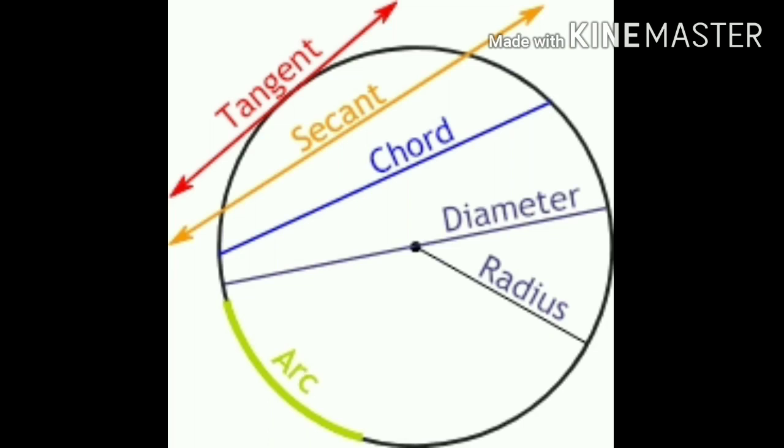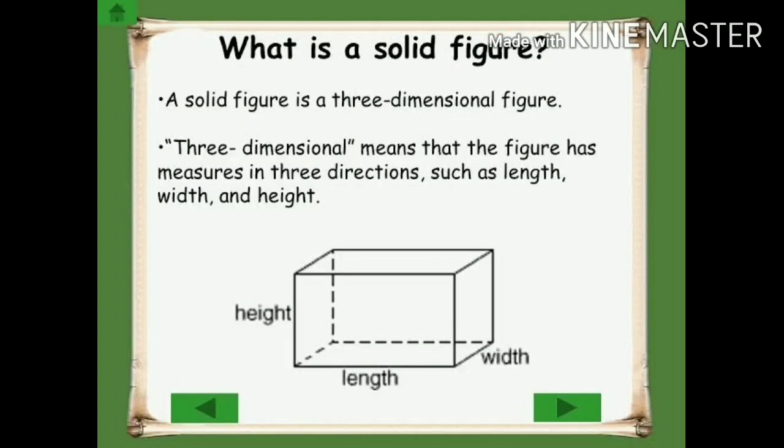Now we shall move on to the solid figures. A solid figure is a three-dimensional figure. It is composed of length, breadth and height. That is why we consider this as a solid figure. You can see the solid figure in this picture of a cuboid.